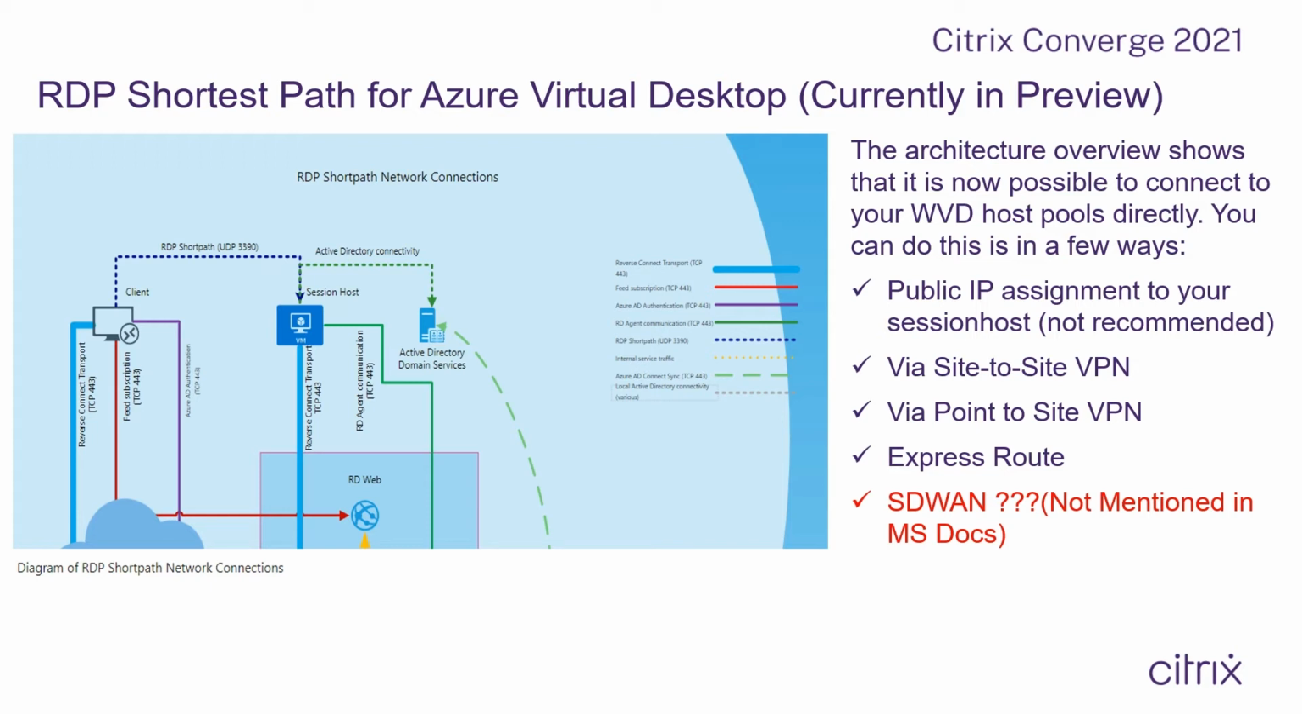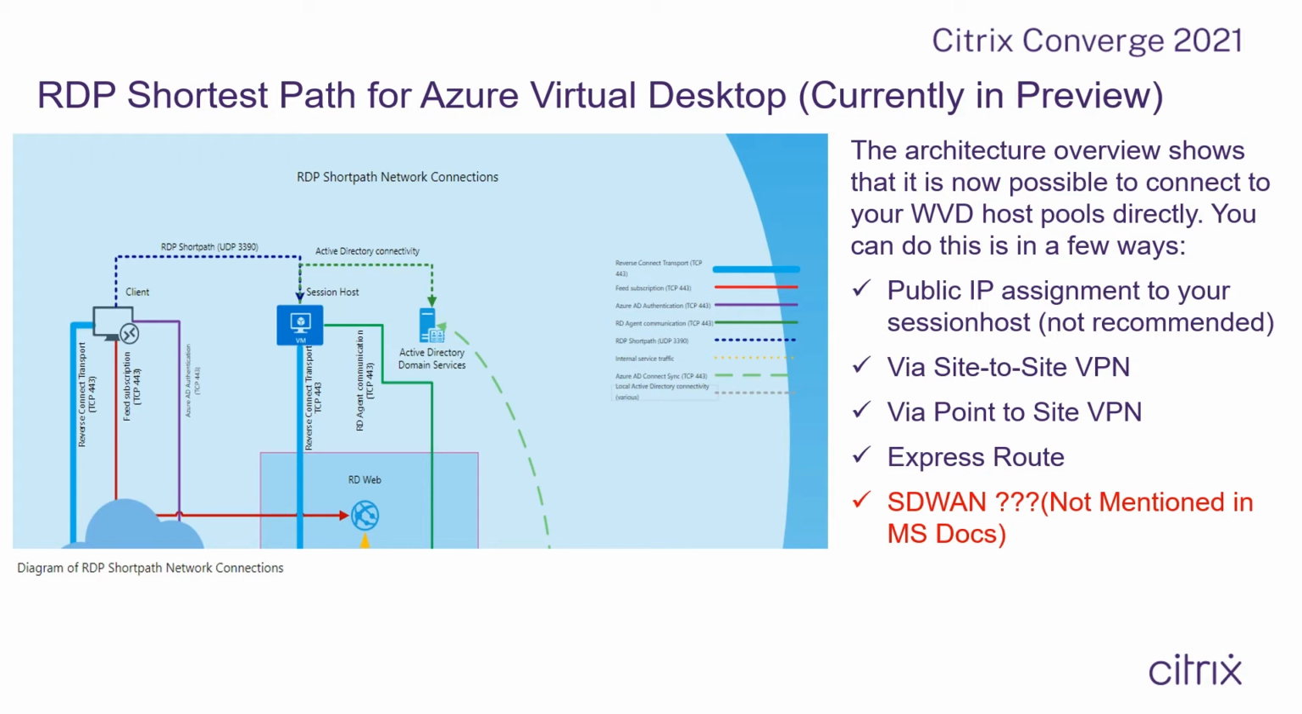The removal of the additional relay reduces the round trip time, which improves user experience for latency-sensitive applications. UDP port 3390 is used in this transport. RDP Shortpath uses a TLS connection between the client and the session host. Now let us see in the slide diagram how the traffic flows.